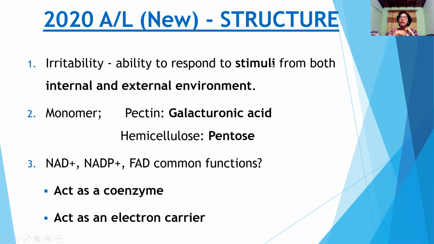So stimuli. Where do you get that stimuli from? From internal. You might get it from your internal environment. You know which is the internal environment. Internal environment is the environment around your cells. All right? The interstitial compartment, right? So external environment is something apart from you, surrounding you. Surrounding your body is your external environment. So you might get stimuli from both the internal and external environment.